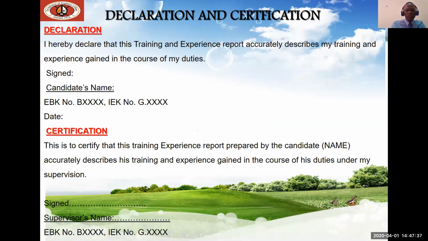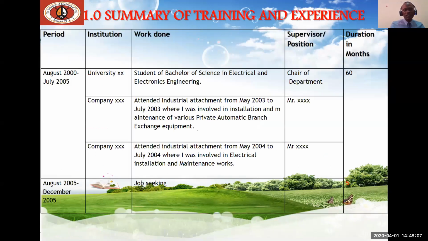All you require to do is copy and paste in a clean page, and then put your name, your registration number, and your IEK number. The same goes for certification. Your supervisor will be able to certify this page. He will only need to sign and put his name and the EBK and the IEK number. And therefore, the numbering of the pages starts on this page, whereby we have the Roman number 1 from declaration and certification. Then the second page is on the summary of training and experience report.